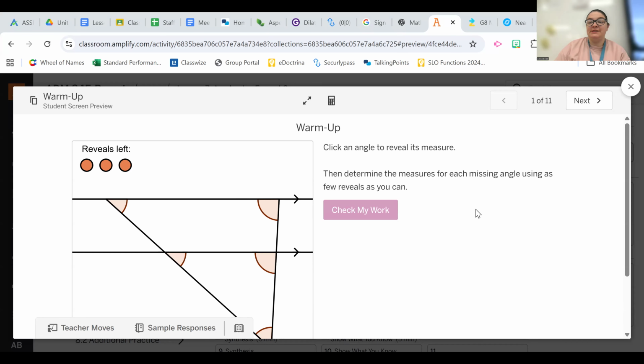So I'm going to run through what we are going to do in class tomorrow. Today we talked about similar polygons and determining whether two polygons are similar. We know that they have to have the same angle measures and the sides have to be the same scale factor.